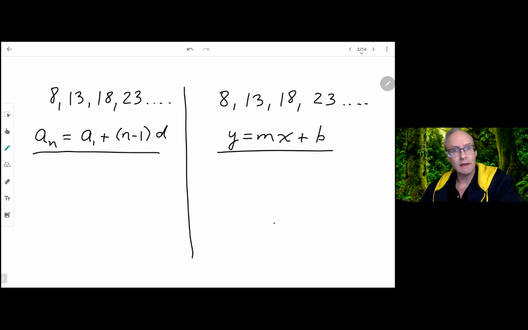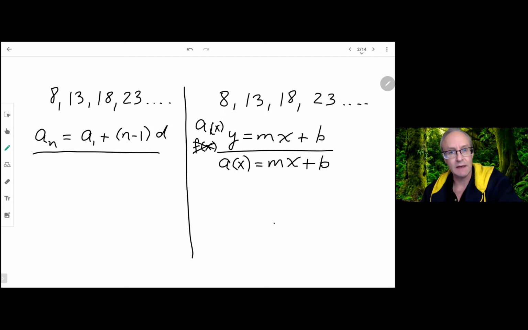What I'm suggesting is that instead of writing A1 like this, why don't some of you recognize that y is the same as f of x, and that we can use any functional notation we want. In fact, I could use a of x for y. So I'm going to write a of x instead of y, so that you see there's a connection between these. a of x is equal to mx plus b. Some of you are aware that functions can be written with different letters. Well, I'm going to call this a of x.